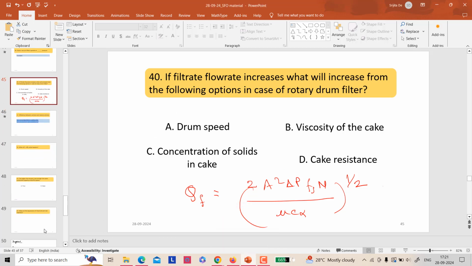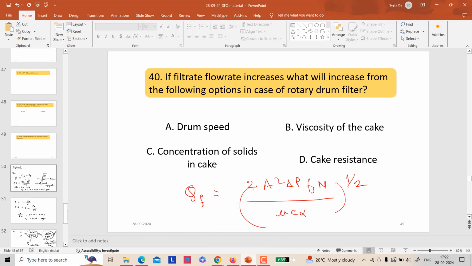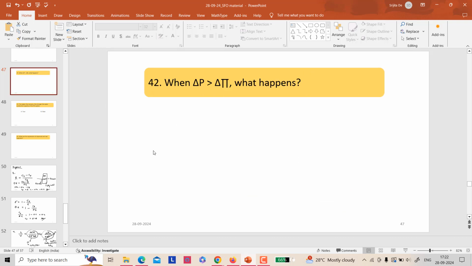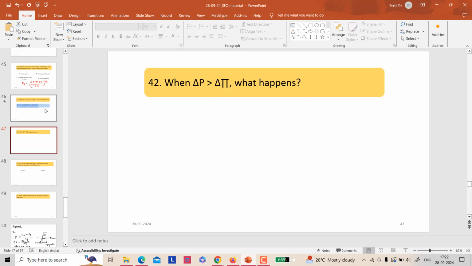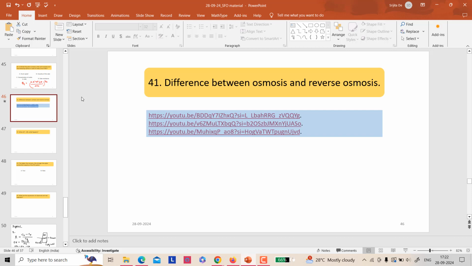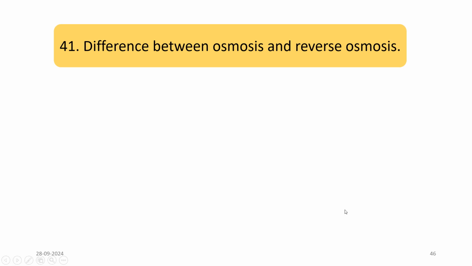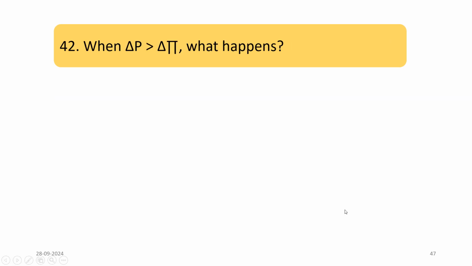Next question. The higher the recovery, the stronger the water production capacity of the RO system. The higher the recovery, the stronger the production of the RO system. The answer is true.